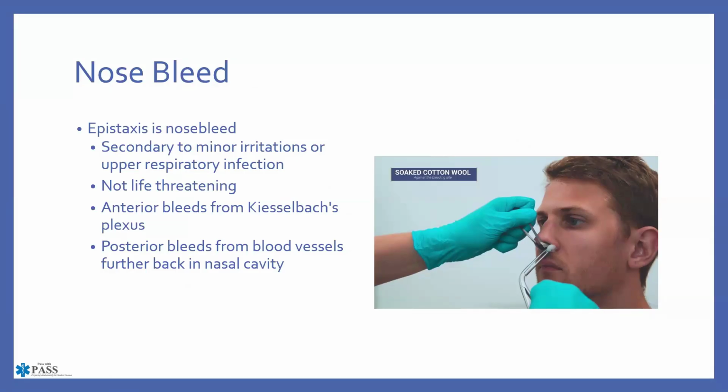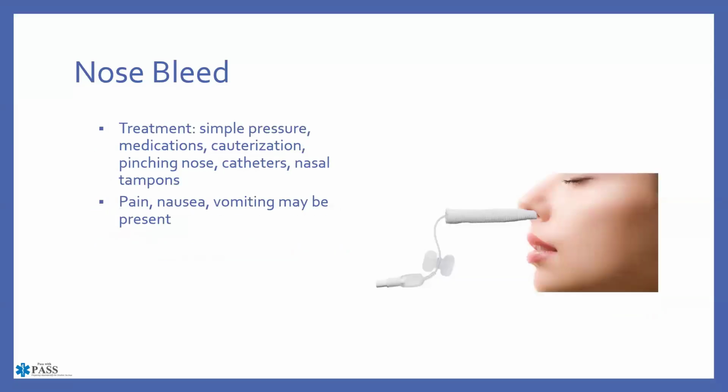So with an epistaxis or a nosebleed, secondary to minor irritation, or maybe from an upper respiratory infection, most of the time it's not going to be life-threatening, although posterior nosebleeds can be, especially if somebody is on anticoagulant therapy. Anterior bleeds are going to be from Kiesselbach's plexus, as we've talked about, and posterior nosebleeds from the blood vessels further back in the nasal cavity. The treatment, most of the time, is going to be simple procedures, as you guys are already aware of. Simple pressure. There are medications that can be used.